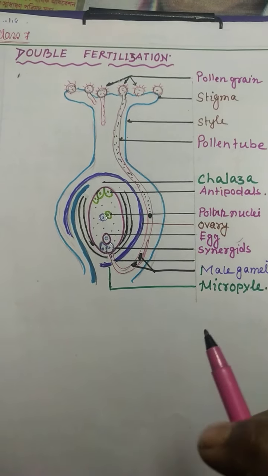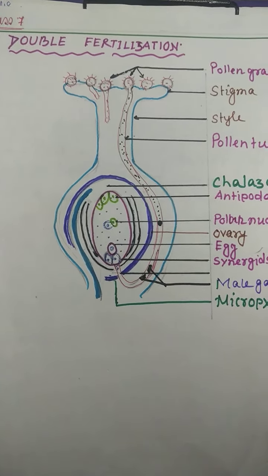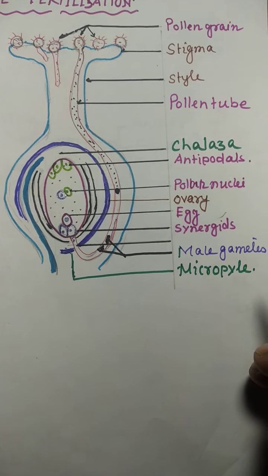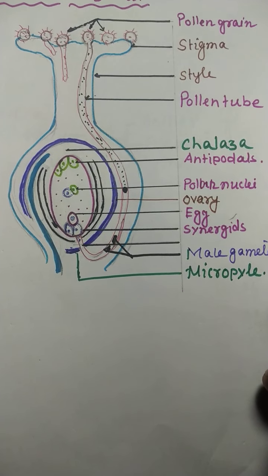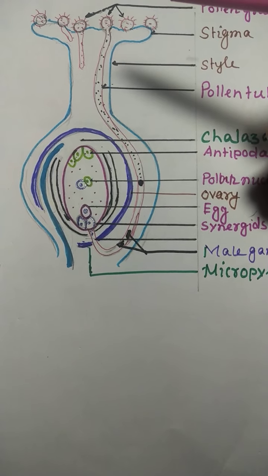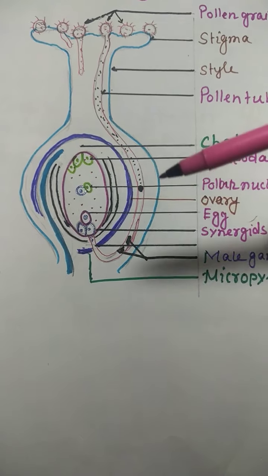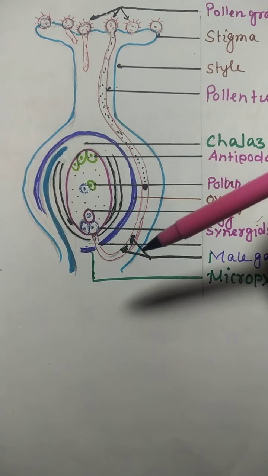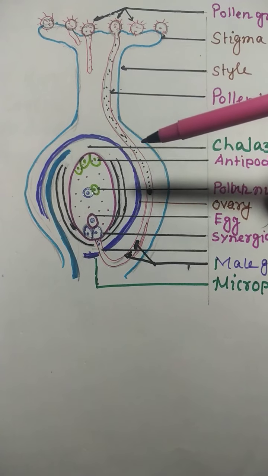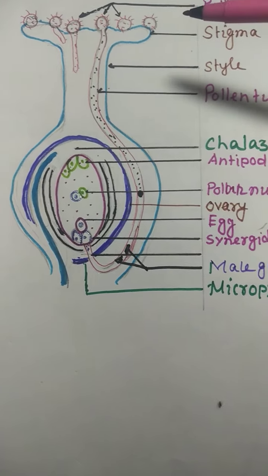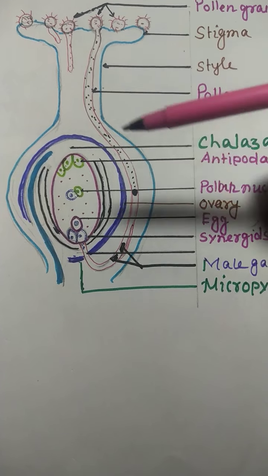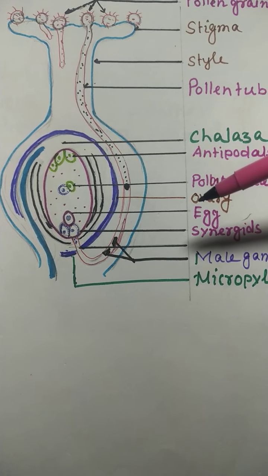Today we are going to discuss double fertilization in angiosperms. You see, this is the structure. This is a diagrammatic structure of how fertilization takes place, and it's a microscopic view of a typical pistil, where this is the stigma, this is the style, and this part is the ovary.